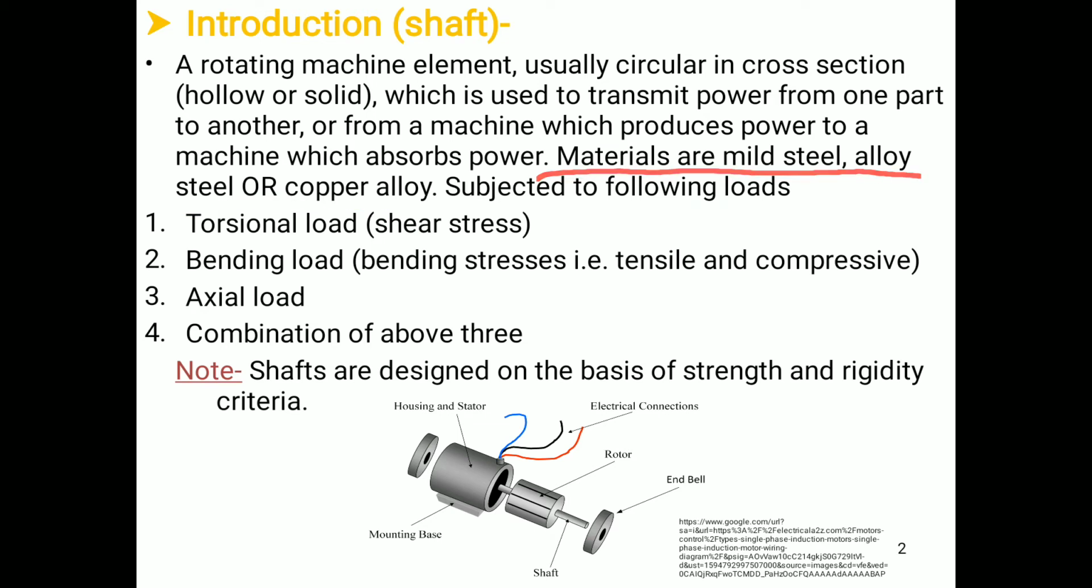When shaft is in working condition, it may be subjected to the following types of load. The first load is torsional load. So we will discuss what is torsional load in the next slide. Due to the torsional load, the stresses developed will be the shear stresses, and each and every cross section of the shaft will be in shear stress due to the torsional load.